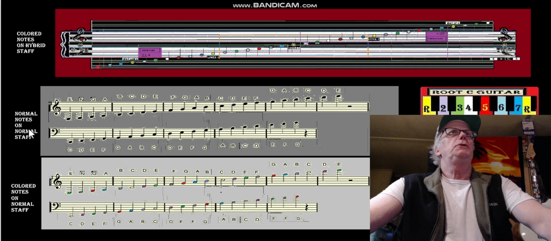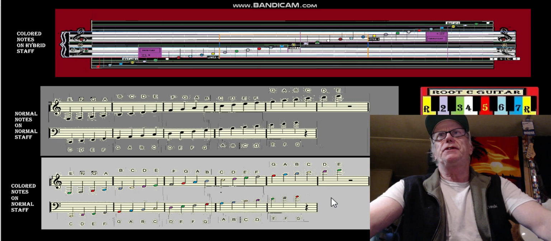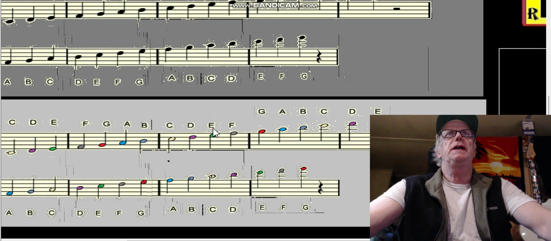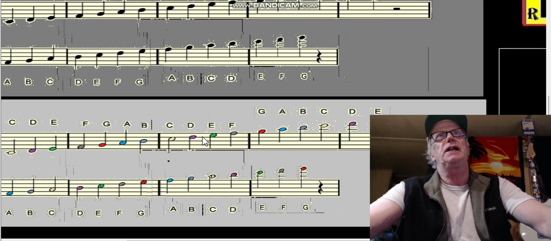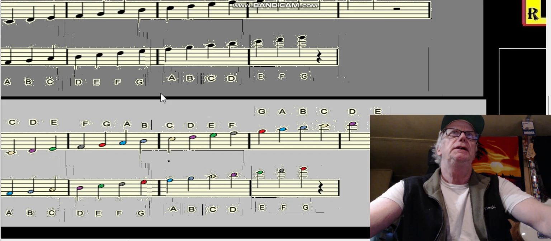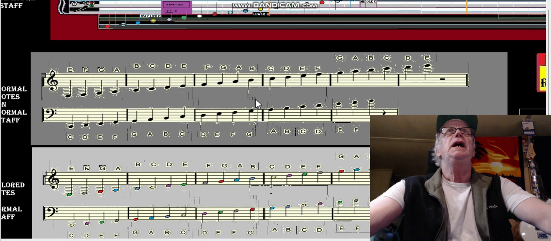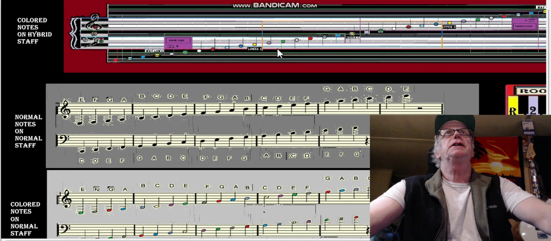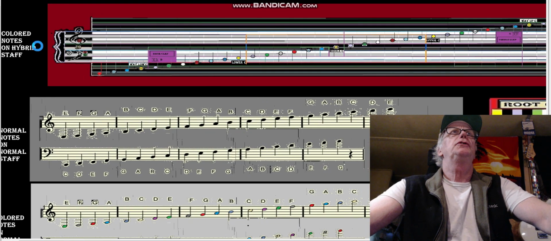We've got the normal notes on normal staff. We've got colored notes on normal staff. So I could look at this, and I'm thinking of getting AI to maybe help me out to just, hey, go ahead and color the notes of this piece of music. So I can look at that and see it's a D without knowing it's a D, without knowing, oh, D is the second line down from the top there in that clef. But what's most interesting is that color notes on a hybrid staff.